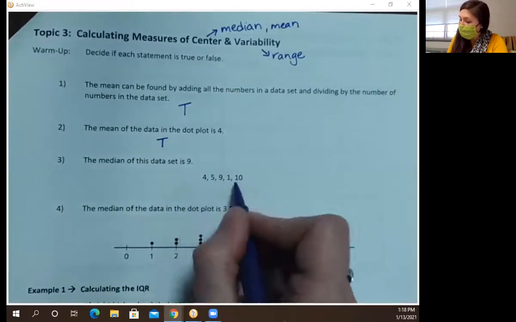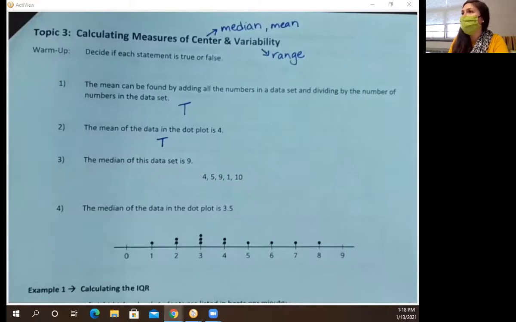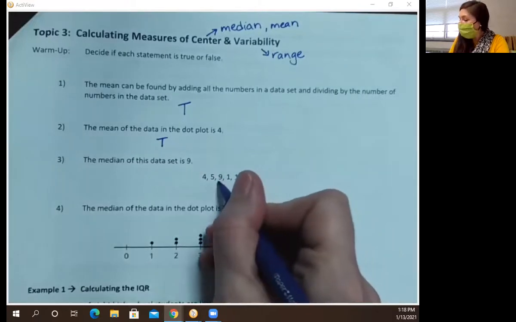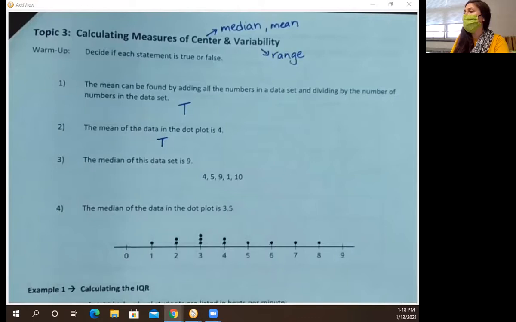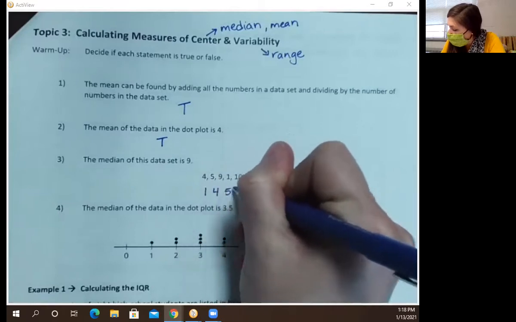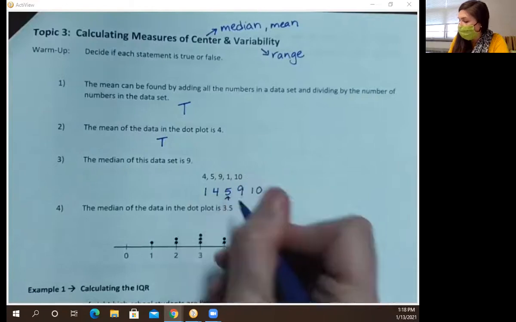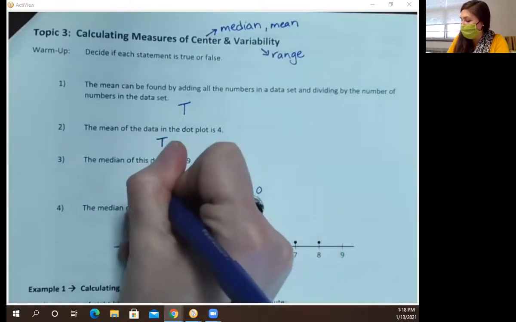How about for my data set here, the median? Is the median of this set 9? No, 9's in the middle, so why isn't that the median? Yeah, I have to put my numbers in order first. So 1, 4, 5, 9, 10. Our median here would be 5, so this is false.